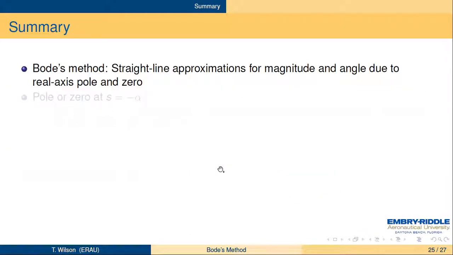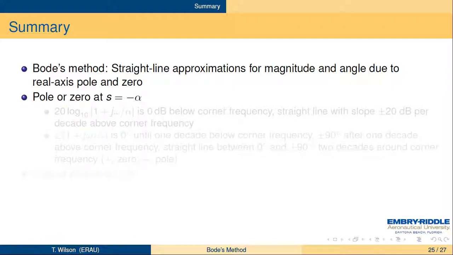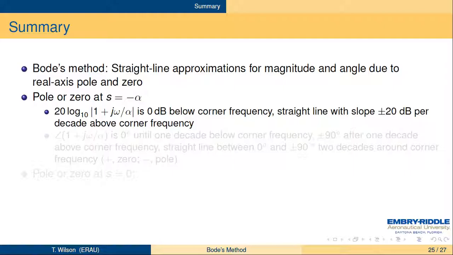So to summarize, Bode's method lets you use straight line approximations for the magnitude and angle to sketch the Bode plot. And we had, if you had a pole or 0 at s equals minus alpha, 20 log base 10 of the magnitude of 1 plus j omega over alpha is 0 dB below the corner frequency, a straight line with a slope of plus or minus 20 dB per decade above the corner frequency, where it's plus if that's a 0 and minus if that's a pole.